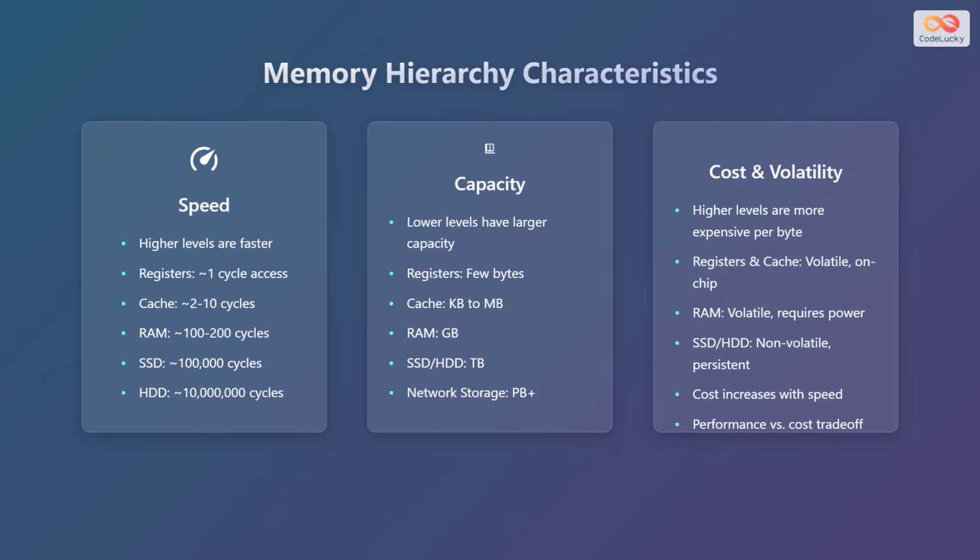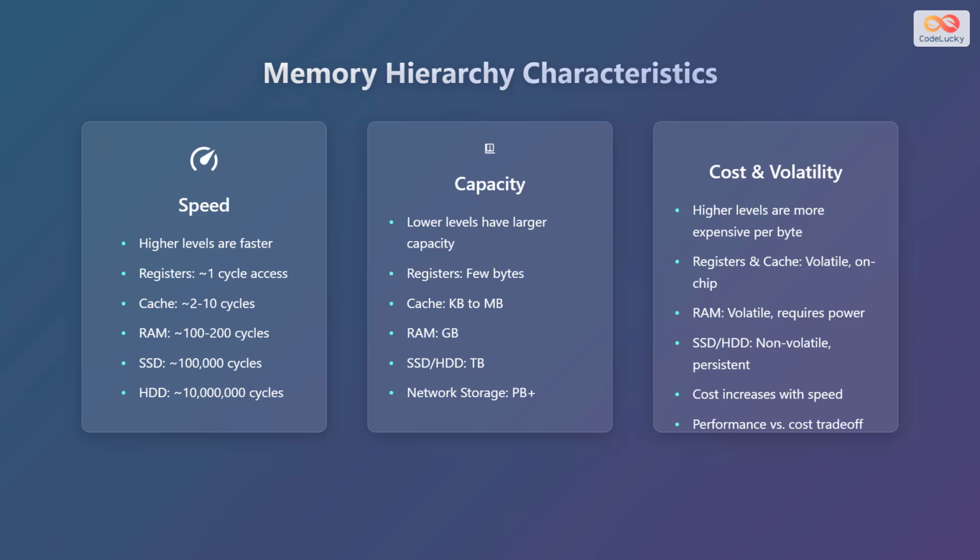Secondly, observe the capacity. Lower levels boast larger capacities. Registers hold only a few bytes, cache stores kilobytes to megabytes, RAM holds gigabytes, SSDs and HDDs store terabytes, and network storage can reach petabytes and beyond.